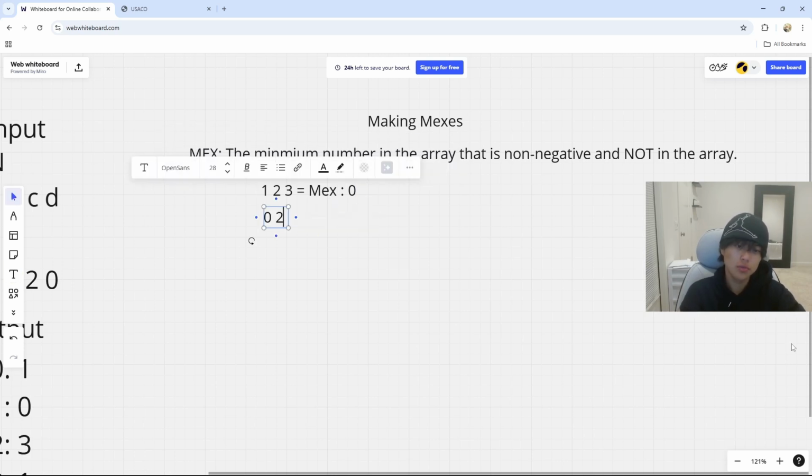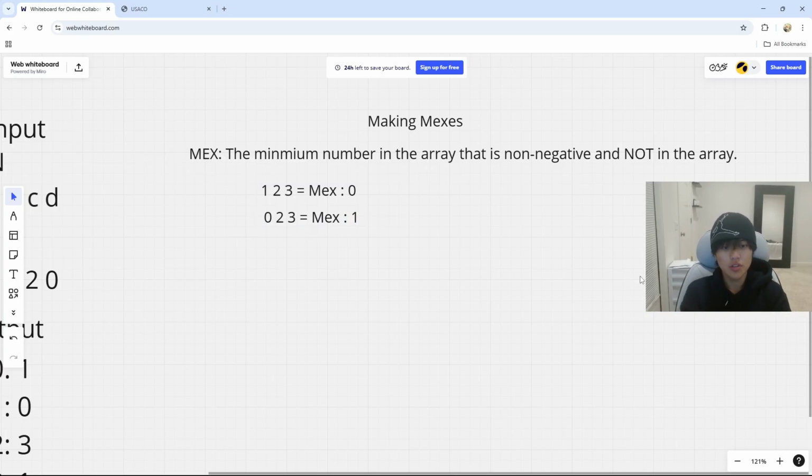So a different example. 0, 2, 3. The mex would be 1, without changing anything, right? So again, 0 to infinity. What's the minimum of 0, 2, and 3? The minimum would be 0. However, that's already in the array, right? So that would push up to the number 1. Now it's currently 1. 1's not in the array. It's a non-negative number. So that would be the mex.